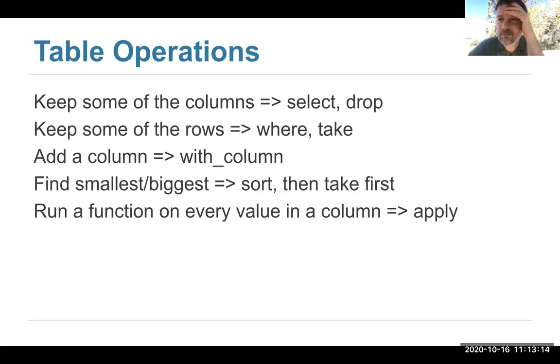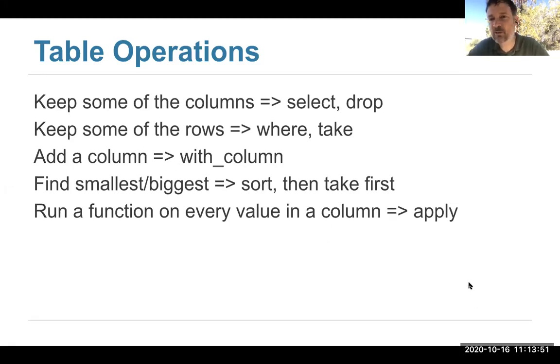It's a really common pattern. Select some of the rows that match some criteria using the where operation. If you need to add a column, use with column. If you need to find the smallest or the biggest item or the earliest or the first, then sort. You can sort normally in increasing order, but if you set the descending flag, you sort it into decreasing order if you want the biggest, and then take the first, dot column, dot item zero, for instance. And if you want to run a function on every value in a column, use apply.